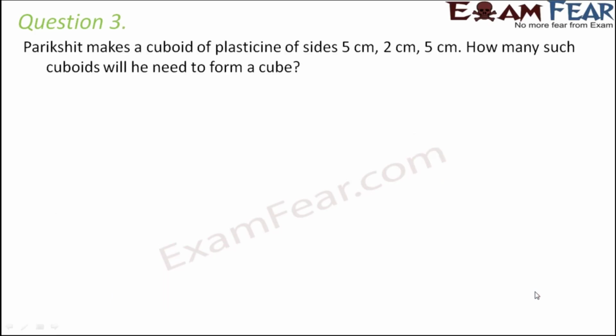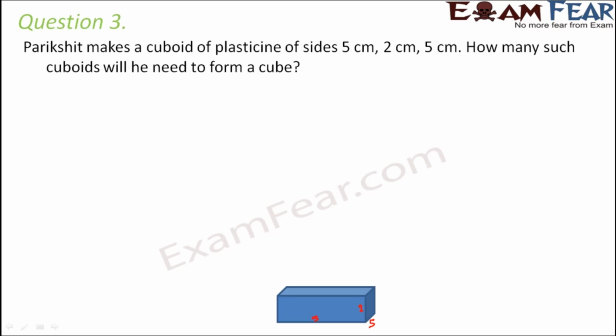Question number 3. Parikshit makes a cuboid of plasticine of sides 5 cm, 2 cm, 5 cm. So this is how a cuboid looks like. So cuboid has sides 5 centimeters, let's say this is 2 centimeters and this is 5 centimeter again. How many such cuboids will he need to form a cube? Now how can you make cube with a cuboid? By placing multiple cuboids like this, such that when you make that arrangement, all the 3 sides should be equal.